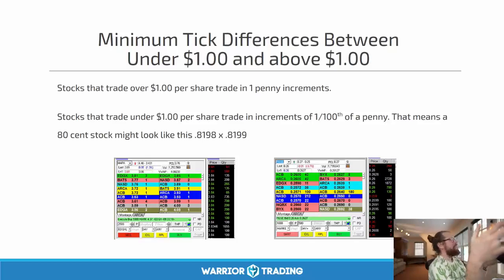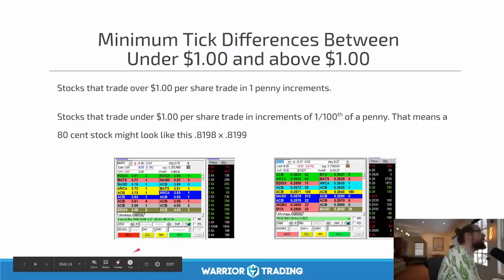Okay, so there are 100 pennies in a dollar. As a stock goes up from $1 to $1.02, $1.02 to $1.03, $1.03 to $1.04, and so on, the minimum spread can be as little as 1 penny. With the minimum spread as little as 1 penny, obviously the market makers don't love that, but that's the way it is with decimalization. Now, stocks below $1 trade down to 1/100th of a penny. And so look at the level 2 here.